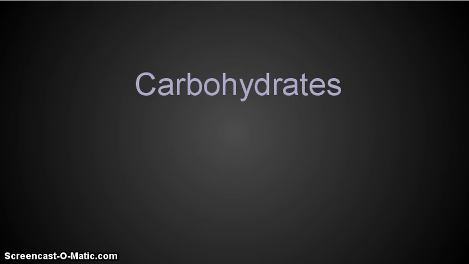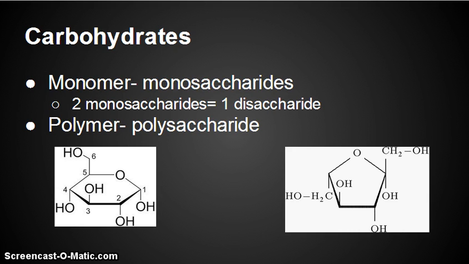You might eat carbohydrates. You might think of them like pasta. You might think about them like fruit, vegetables. But let's think about just what is truly a carbohydrate. Well, a carbohydrate's monomer is made of what we call monosaccharide. And if it has 2 monosaccharides, it's called a disaccharide. And many of those monosaccharides together are a polysaccharide.